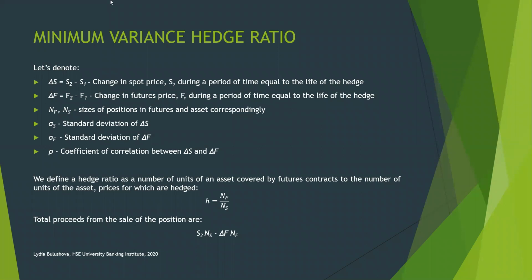So we define a hedge ratio as the number of units of asset covered by the number of futures contracts. So how many futures contracts should we purchase to hedge this particular amount of asset?